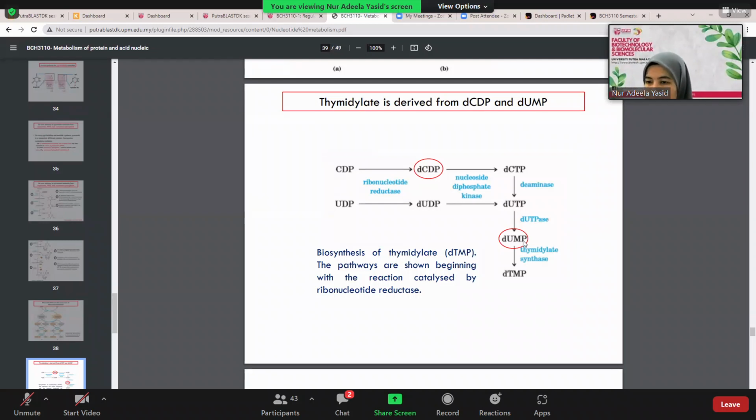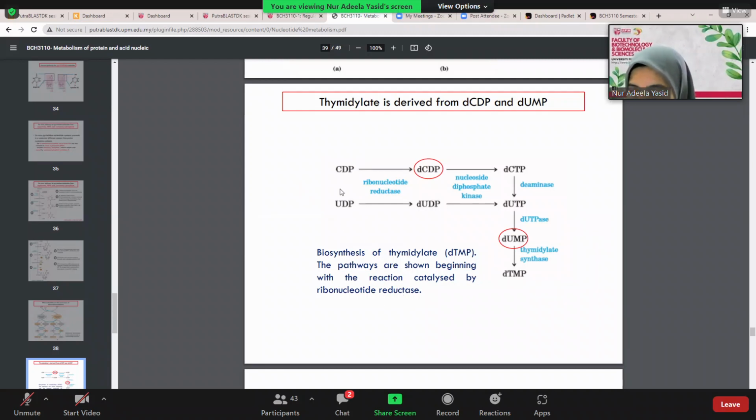From dUMP to dTMP, it involves a methylation reaction catalyzed by thymidylate synthase. What does methylation mean? It involves the addition of a methyl group. So where does that methyl group come from? If you look at this reaction, the pathways are shown beginning with the reaction catalyzed by ribonucleotide reductase.